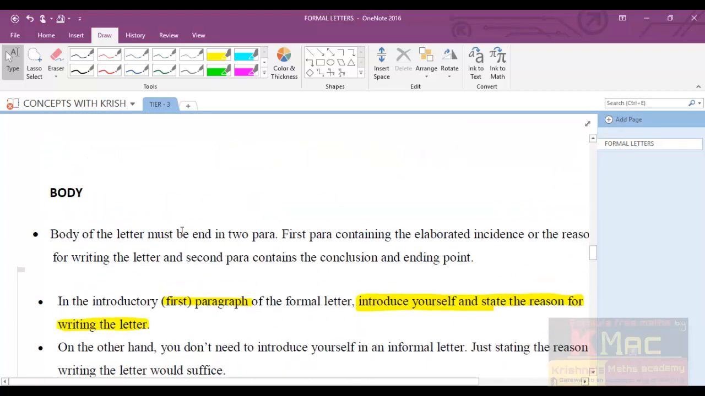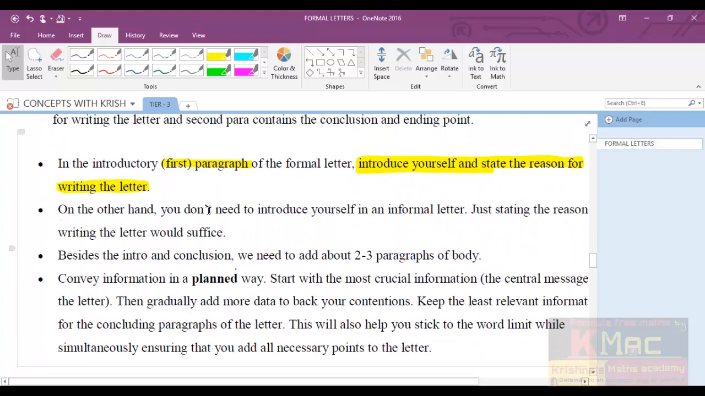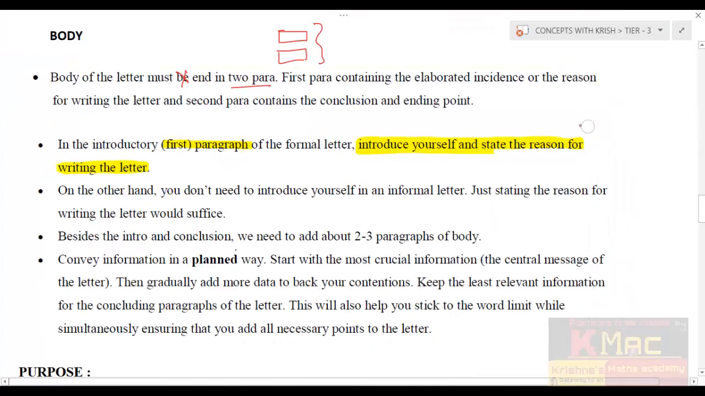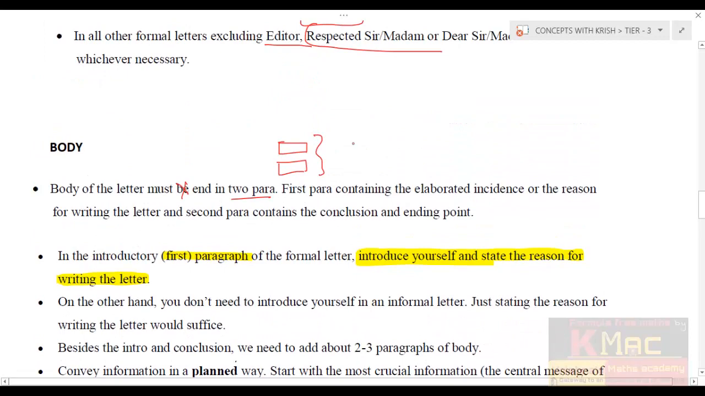Then coming to the body part, the body of the letter must end in two paras. Just remember, the body should have only two paras, because in SSC you have a word limit of 150 words in letter writing. So always go with two paras.